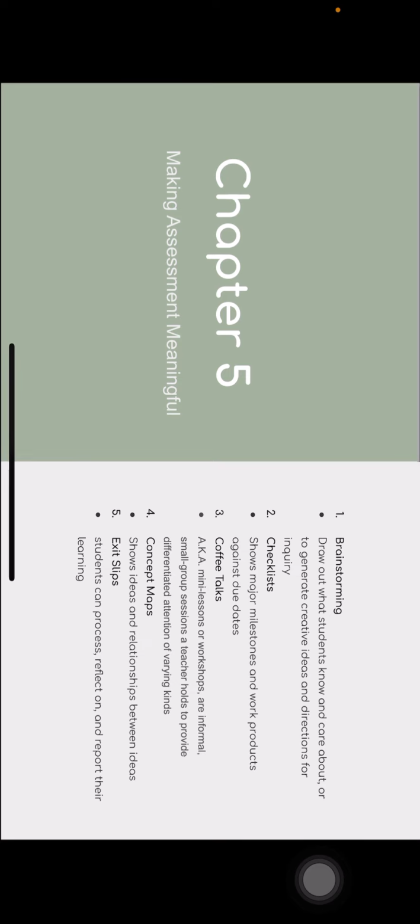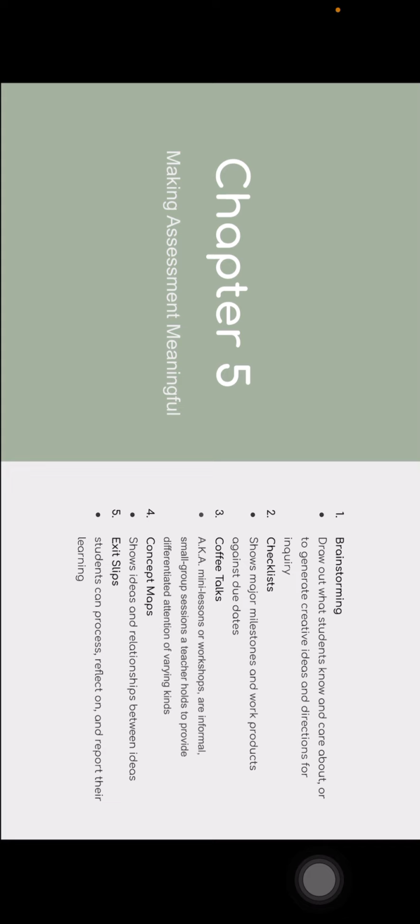Chapter 5, making assessment meaningful. Number 1, brainstorming. Draw out what students know and care about, or generate creative ideas and directions for inquiry. Number 2, checklists. Shows major milestones and work products against due dates.